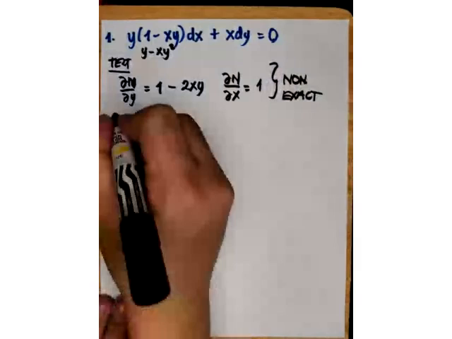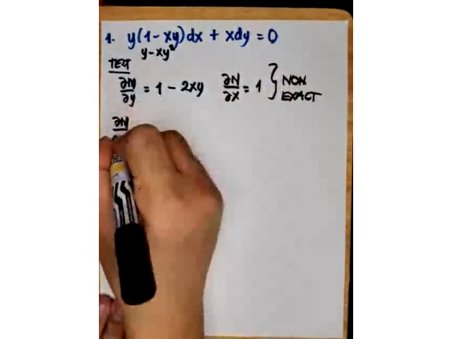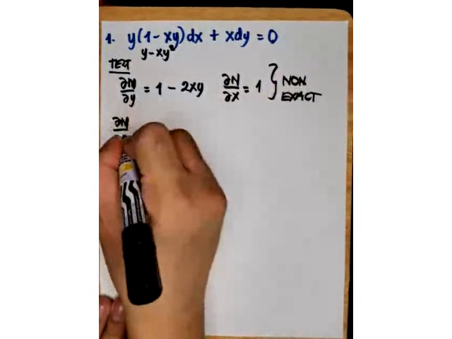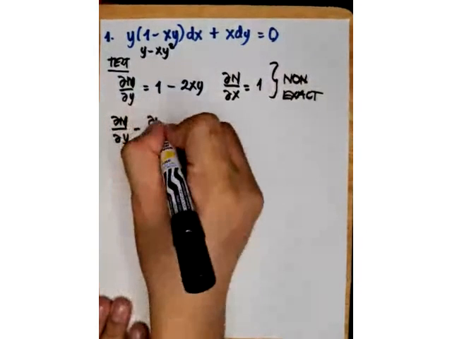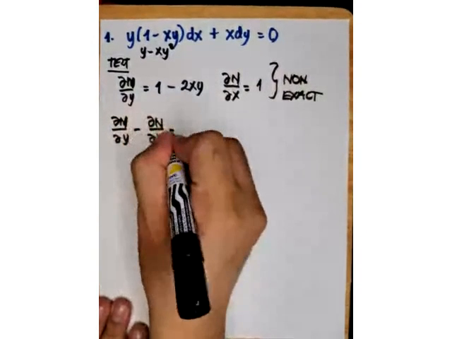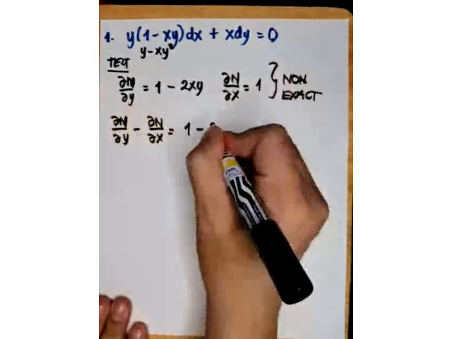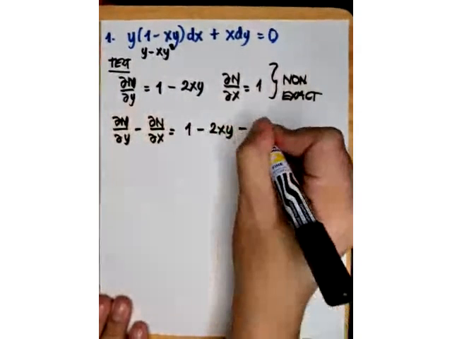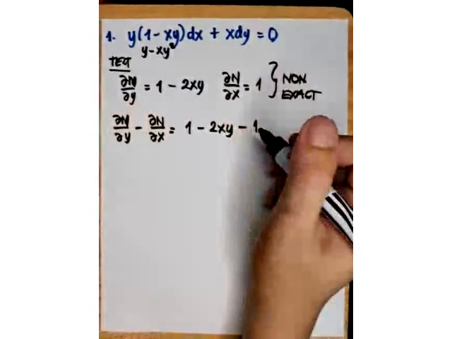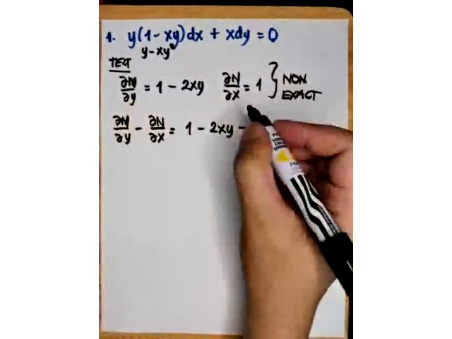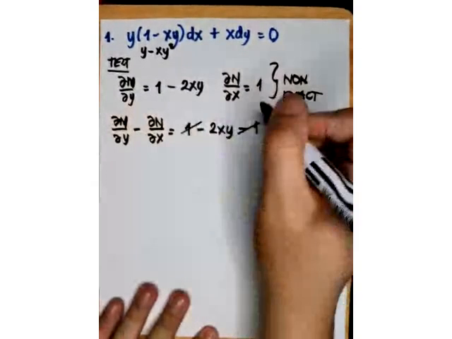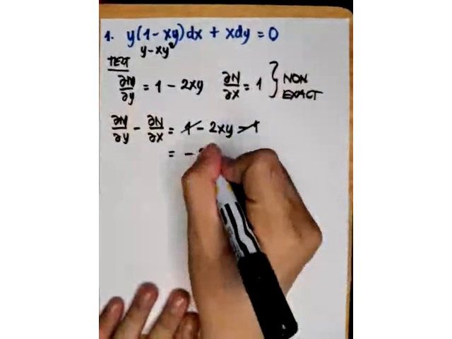Okay, so let's get the difference. The partial derivative of M with respect to y minus the partial derivative of N with respect to x. So that's 1 minus 2xy minus 1. And we can cancel that, so we'll have negative 2xy.